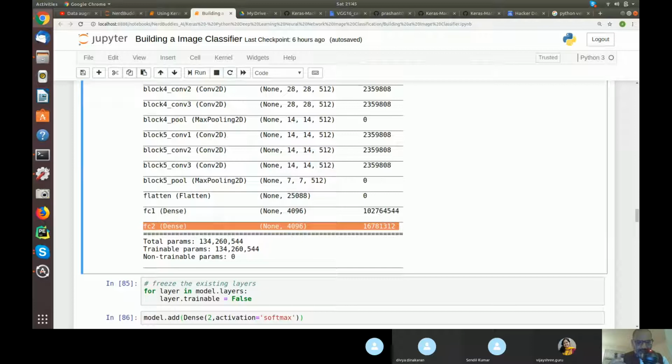So all we did was we told Keras to get us the VGG16 model. We created our own sequential model, and we copied all the layers of VGG to our sequential model except for the last layer.